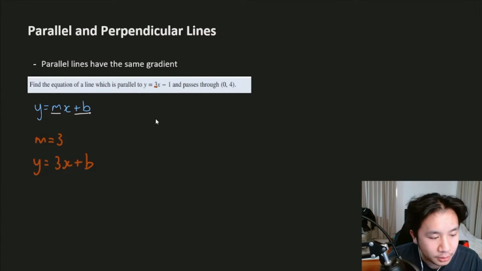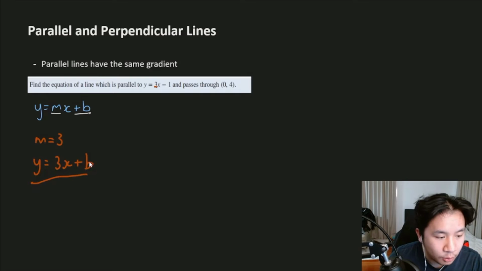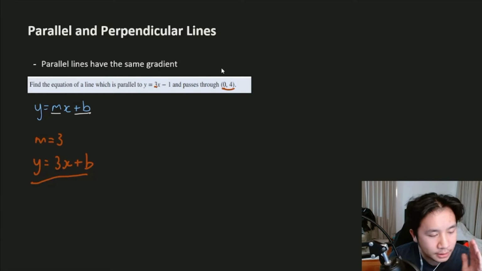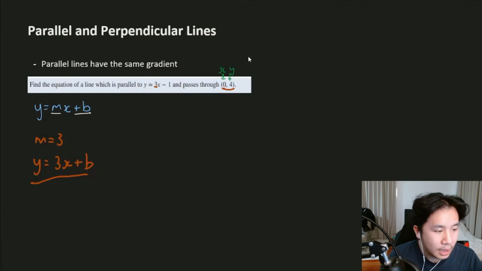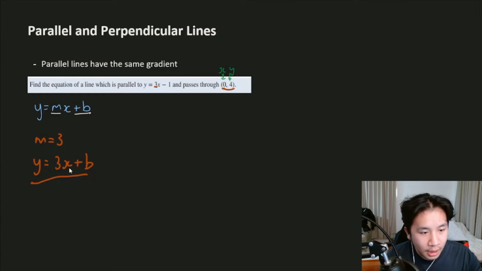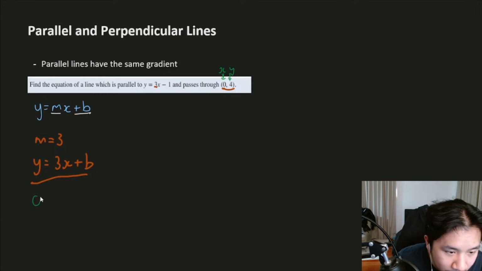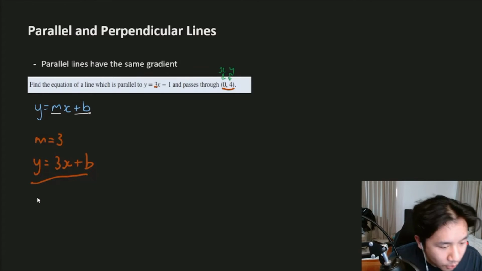To figure out what b is, I know that this line passes through (0, 4). Why is this important? Because 0 and 4 are x and y coordinates. So this is x and that's y. Since there's a y here and an x here, I can actually substitute these numbers in. So I'm just going to do that. y is 4 and x is 0.